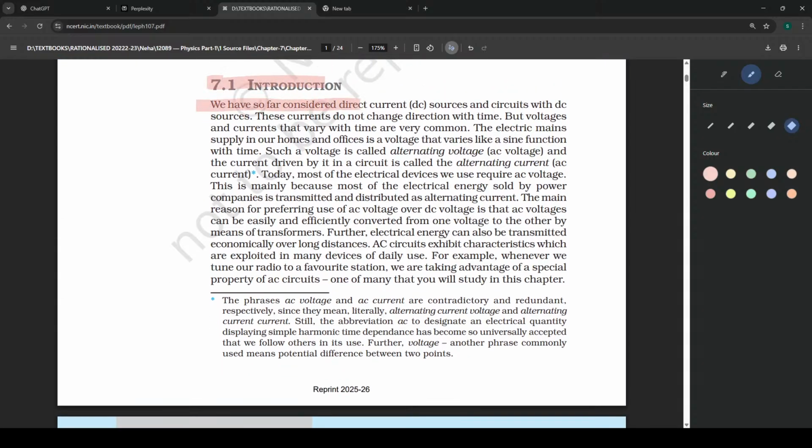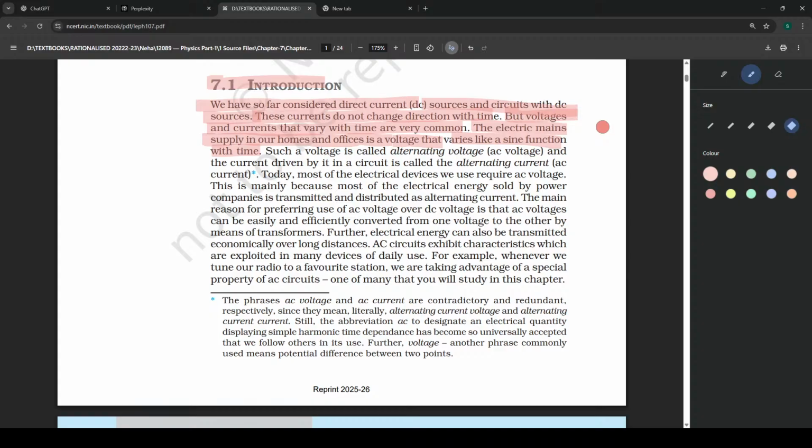We have so far considered direct current sources and circuits with DC sources. These currents do not change direction and magnitude with time, but voltages and currents that vary with time are very common, and these are called AC currents. The electric mains supplied in our homes and offices is a voltage that varies like a sine function with time. Basically, AC currents are currents which vary with time. Basically, they will change direction every periodic amount of time.